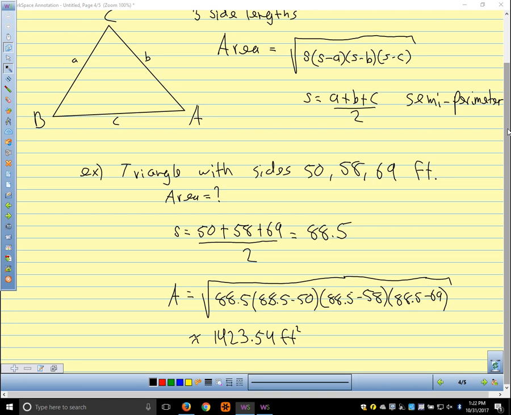I've also seen this formula called Hero's formula. So I think hero is a different spelling or pronunciation. No, that's a different pronunciation of the person's name.